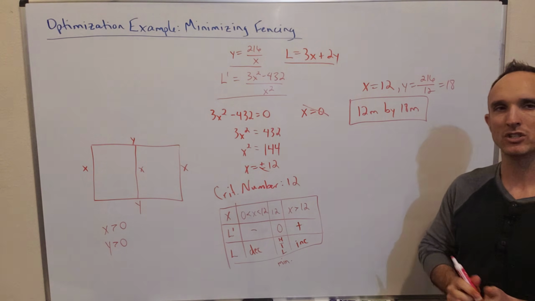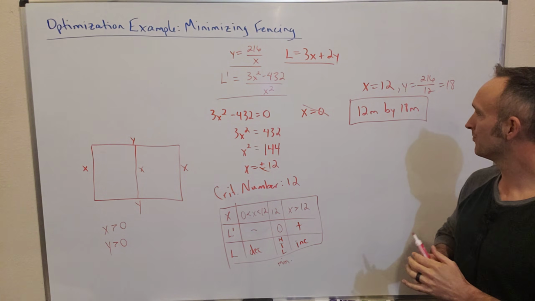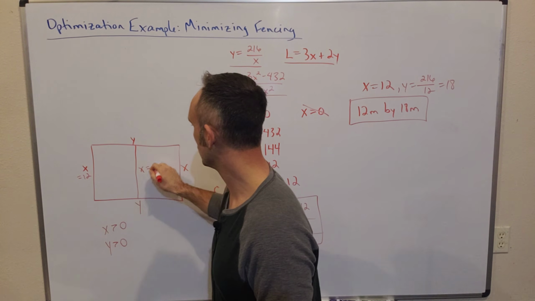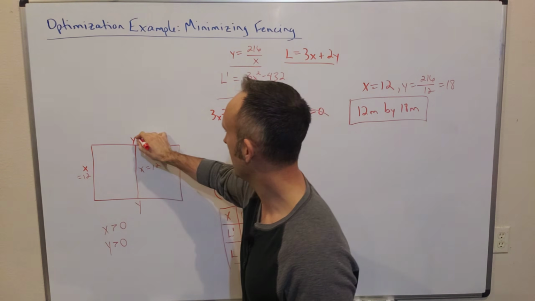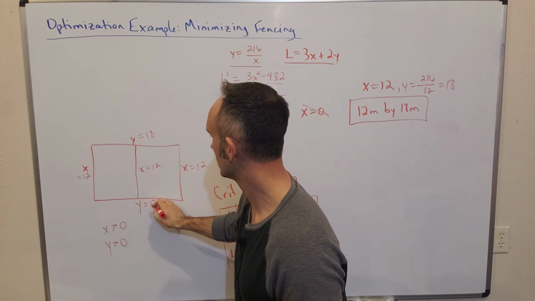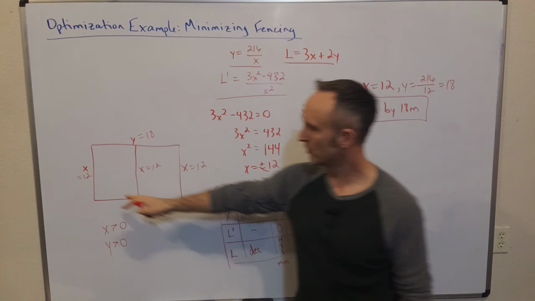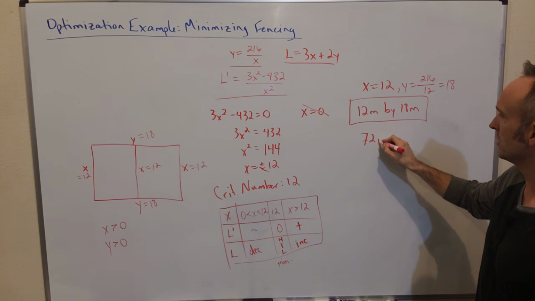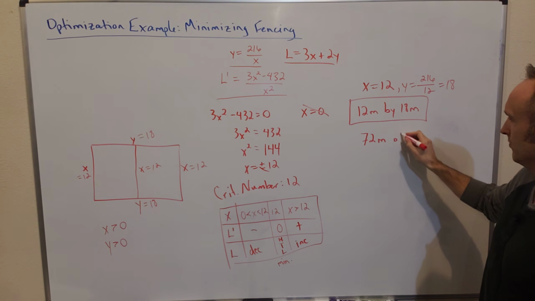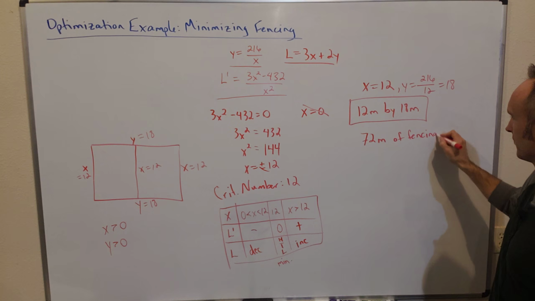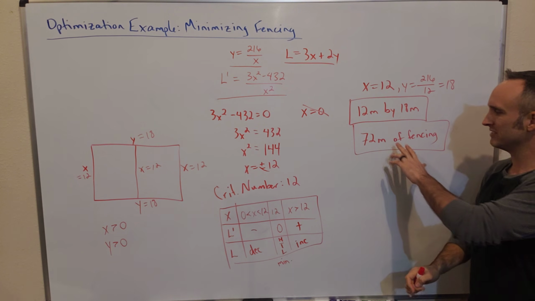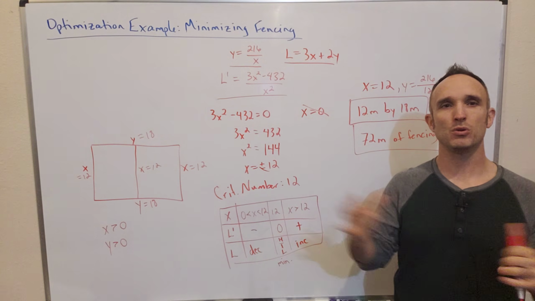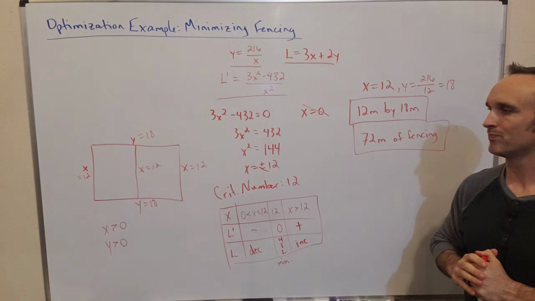Now, the second part of the question is, how much fencing do you need? Well, now we can come back to our drawing and we know that each of the x's is equal to 12 meters and each of the y's is equal to 18 meters. So we can add those all together. We get 36 plus another 36. So the second answer is 72 meters of fencing. So that's the least amount of fencing you would need to purchase if you wanted to build a fence like this to enclose 216 square meters for your turnip patch.